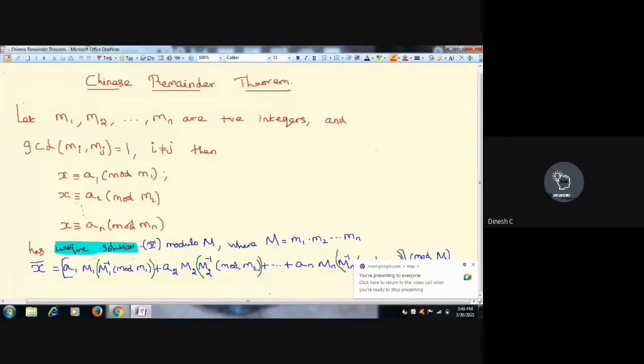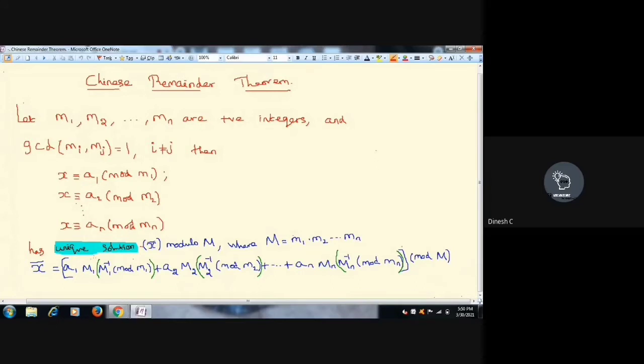Hi friends, today's topic is the Chinese remainder theorem. The statement is shown here: m1, m2, ..., mn are positive integers and GCD of mi, mj equals 1 for i not equal to j. Then the system of equations is given: x congruent to a1 mod m1, and so on, x congruent to an mod mn.